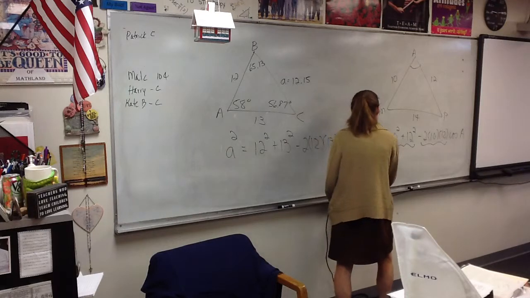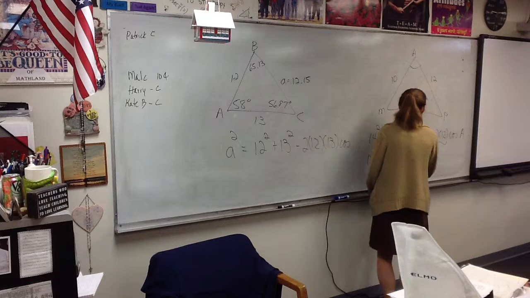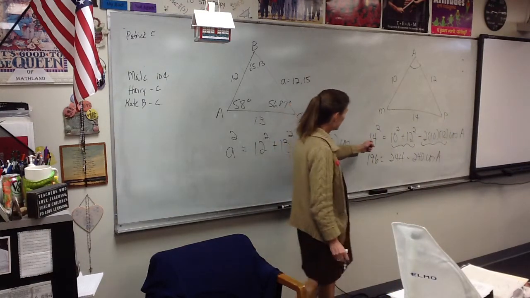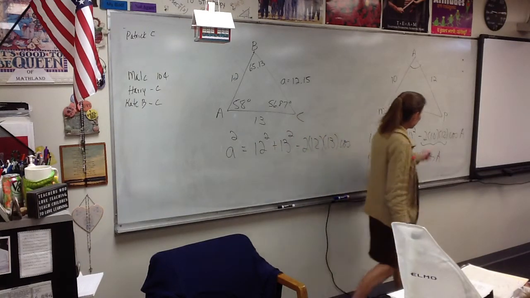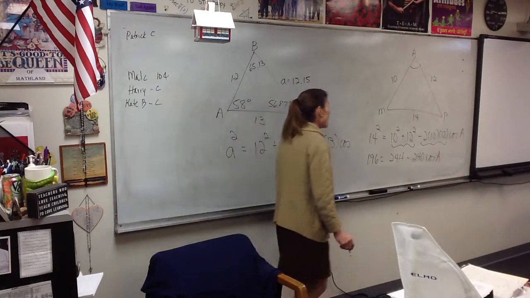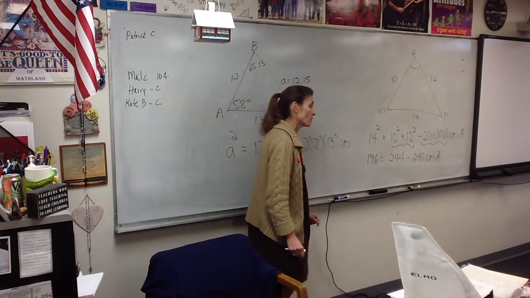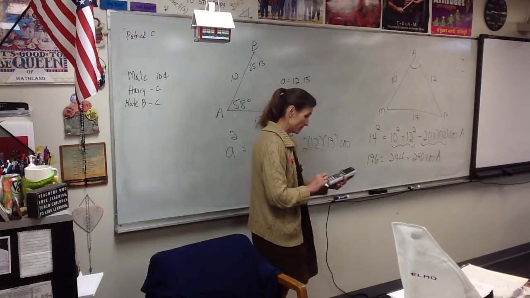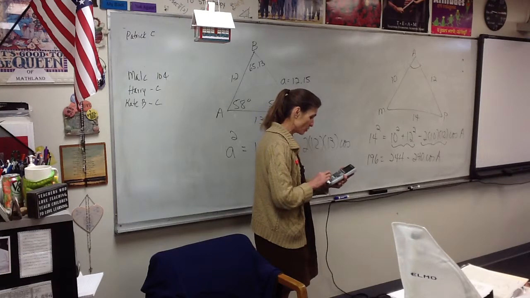So let's go ahead. So 196 equals 244 minus 240 cosine A. Just doing a little bit of simplification. 196, 100 plus 144, and 2 times 10 times 12 cosine A. Do not subtract these two numbers. You can't. What do you have to do to solve for cosine? You're going to subtract the 244. So 196 minus 244.